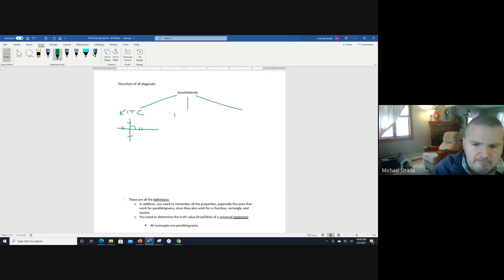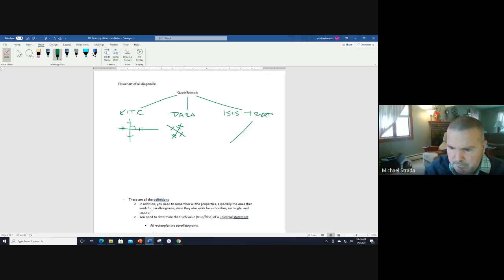The parallelogram, where both are bisected, but there are no right angles. And then the isosceles trapezoid we talked about. All right, the isosceles trapezoid, they're congruent, but nothing is bisected.